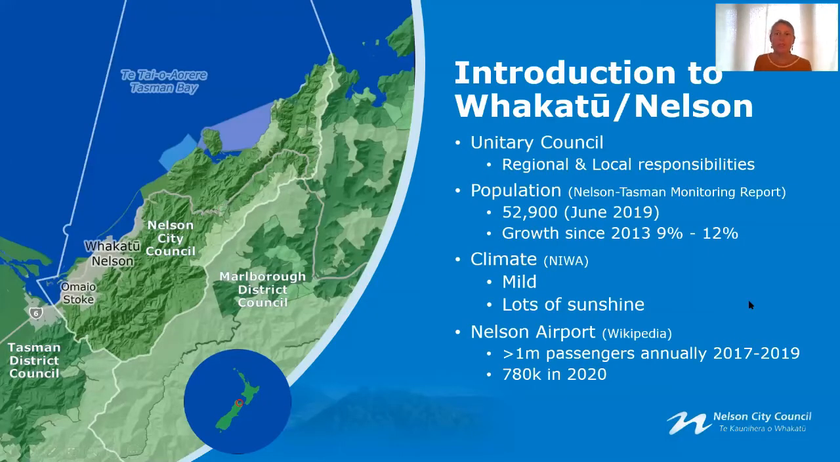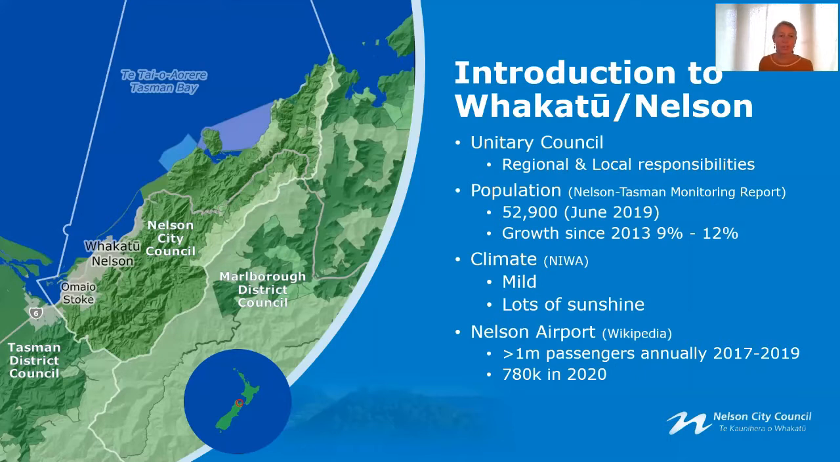So I'll give you a brief introduction to Whakatū Nelson to start with. We're a unitary council, and many of you will already know this, so that means we have regional and local council responsibilities. To our west is Tasman District Council and to our east is Marlborough District Council. We have a great climate, usually lots of sunshine. We're a gateway to the top of the south, and it's a great place and lots of people want to move here. So since 2013, the Nelson region has had a 9 to 12% increase in its population.